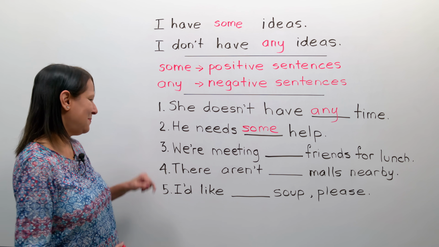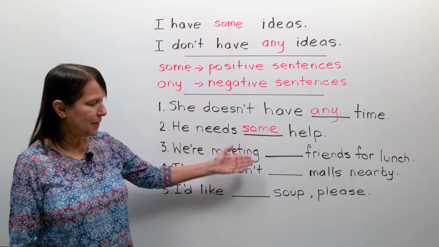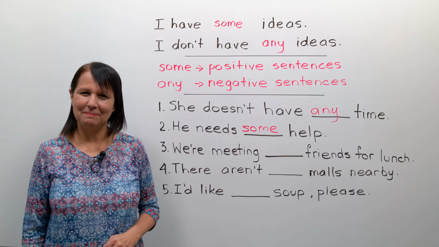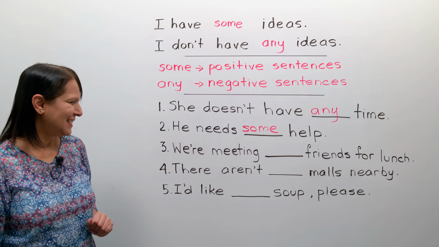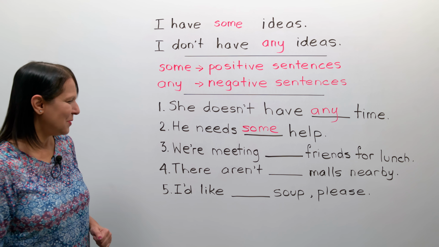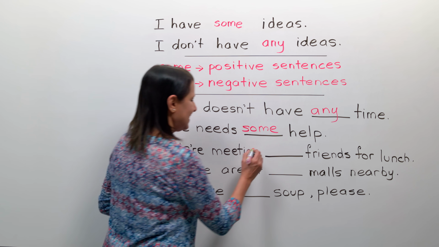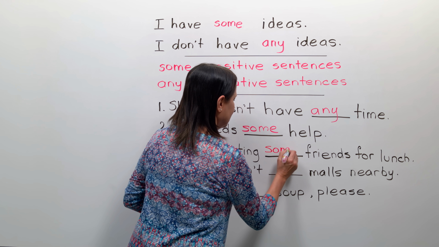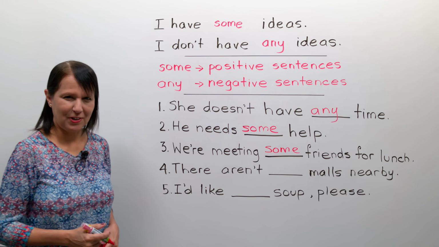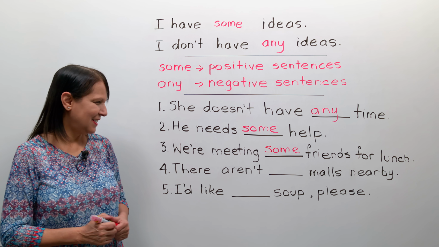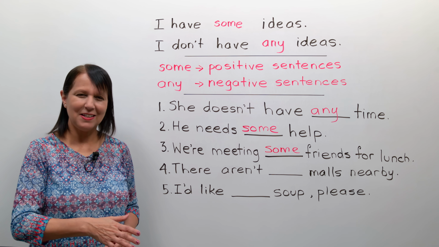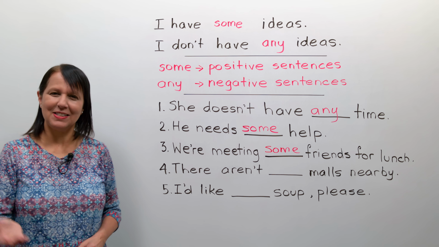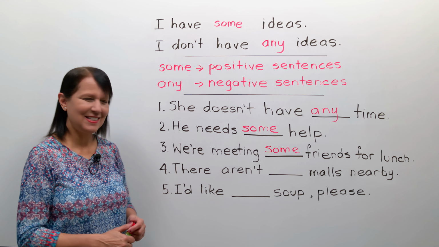Good. Number three, we're meeting blank friends for lunch. Positive or negative? Which one? It's positive. So we need to say we're meeting some friends for lunch. Okay, good. If you need a little more time, feel free, just pause the video, go through it, get your answers, and then join me. Or let's continue.